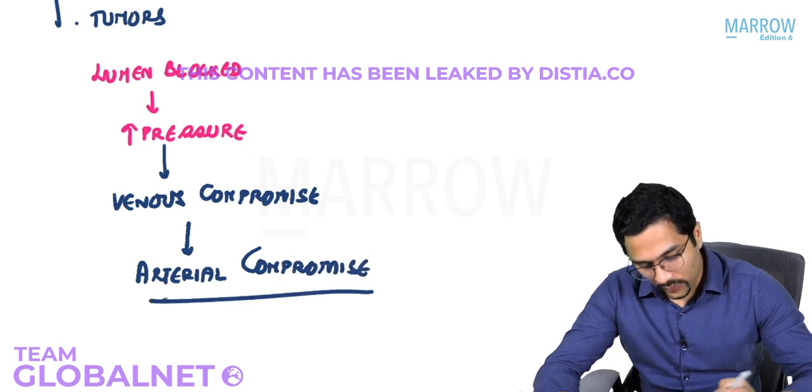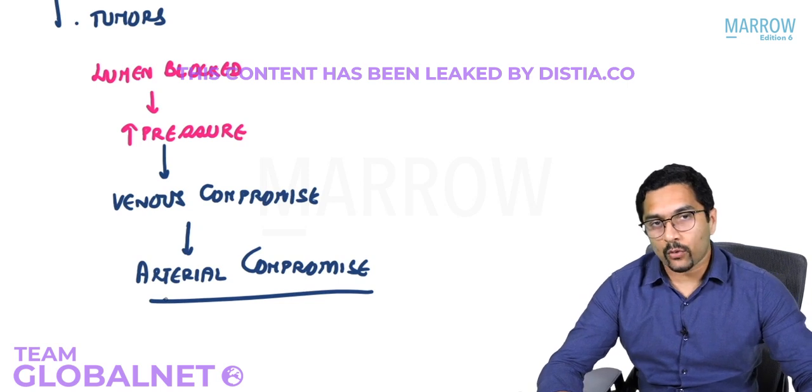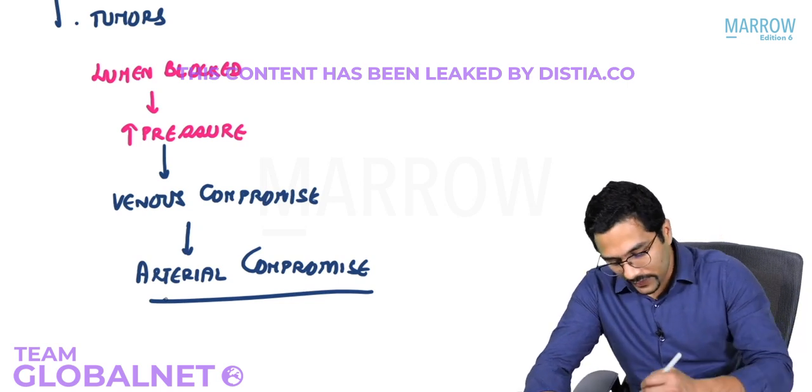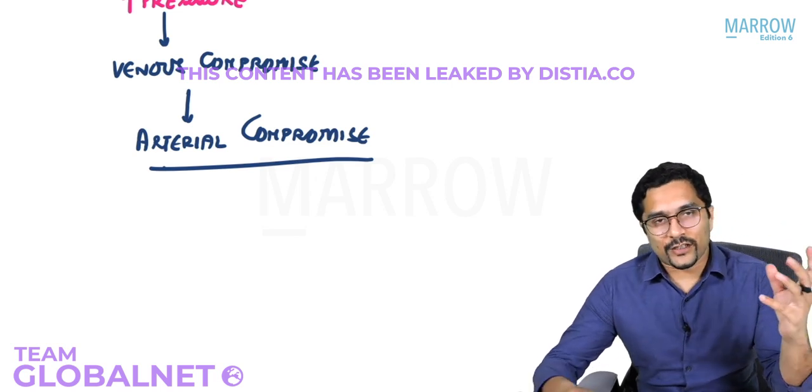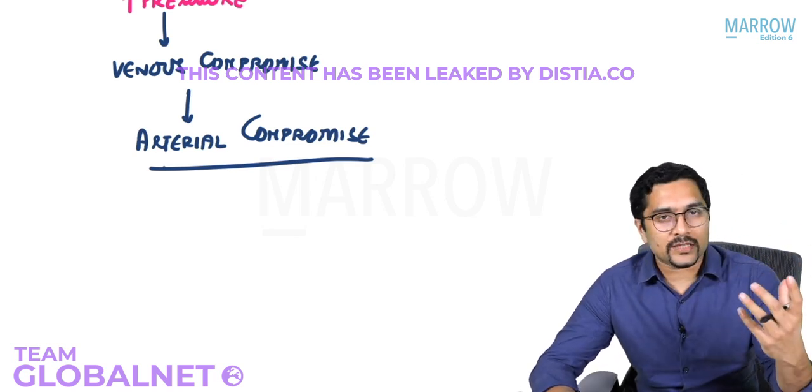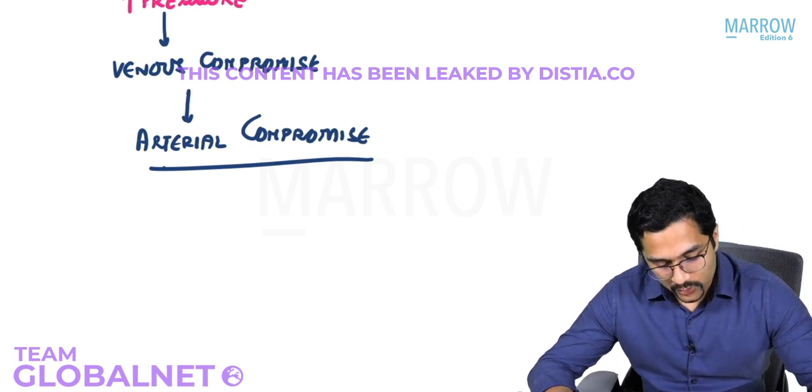So this is how appendicitis develops post-luminal obstruction, and you should know about this. Now, what are the clinical features of acute appendicitis and how do we diagnose acute appendicitis? That is very important to know for the exam.